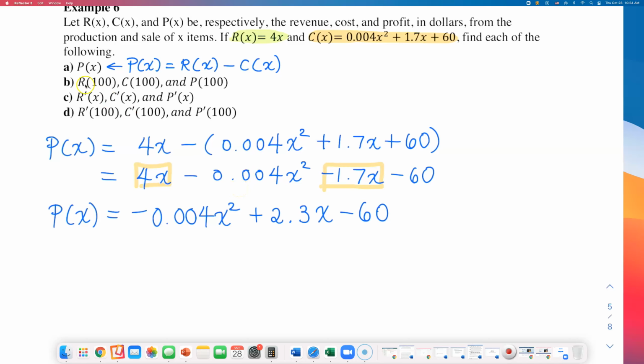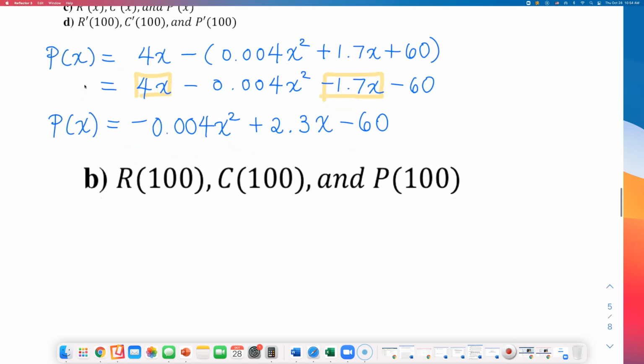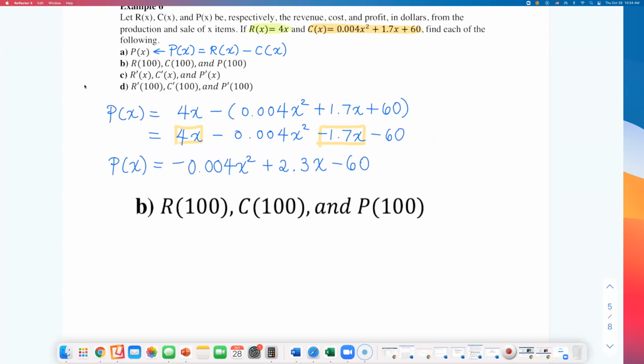Now part B. Let me copy this so it's clear that I'm finding part B now. I just need to plug in 100. If they produce and sell 100 items, what will be the revenue, what will be the cost, and what will be the profit? All we need to do is plug in. R of 100: remember, the revenue function was simply 4 times X, so 4 times 100, which will be $400.